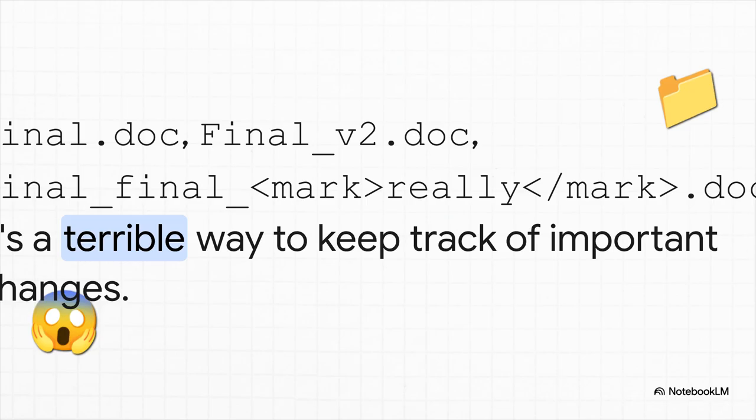Oh man, we've all seen this. You open up a folder and you're just staring at this list of files. You got report_V2, report_final, and my personal favorite, report_final_final_I_swear_this_is_it.doc. It is an absolute nightmare to figure out which one is the right one, and it's a terrible, terrible way to track important changes.